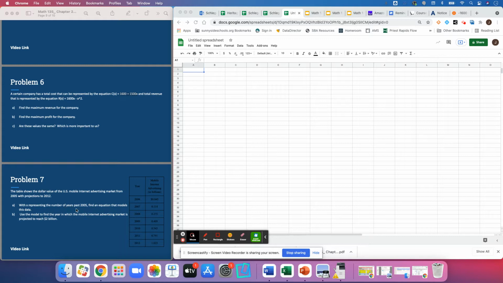With X representing the number of years past 2005, we need to find any equation that models the data, and use that model to find the year in which mobile internet advertising is expected to reach 2 billion.